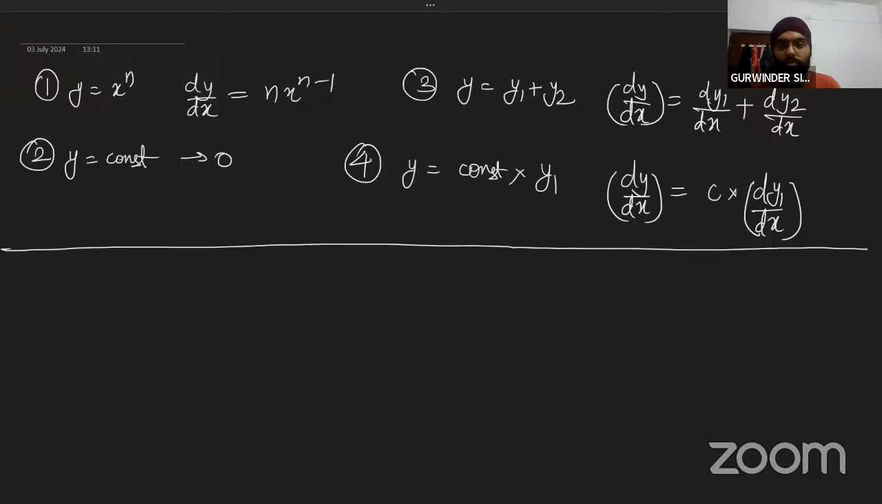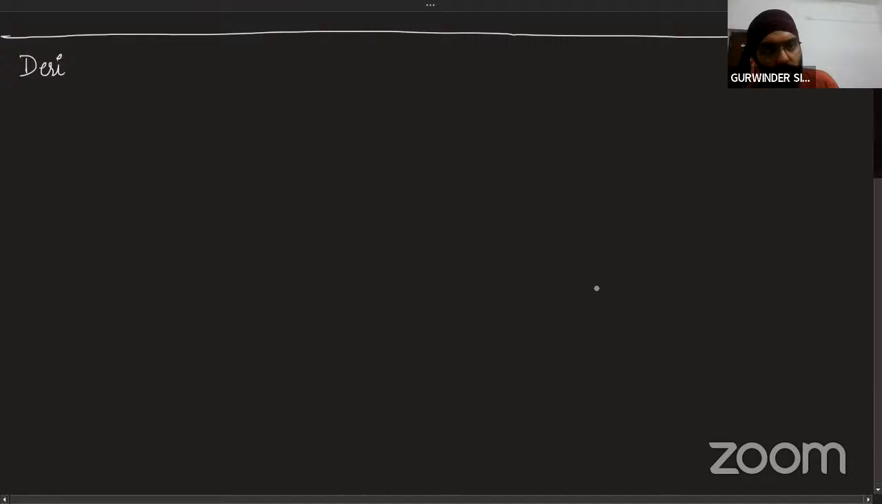So today we are going to be moving further into derivatives, and I'll be continuing with derivatives of trigonometric functions also.